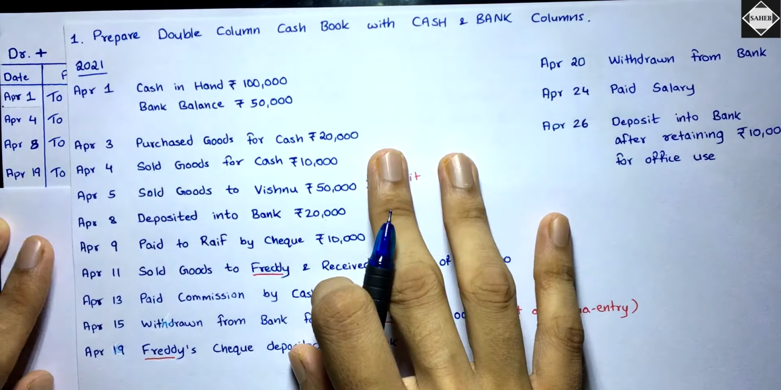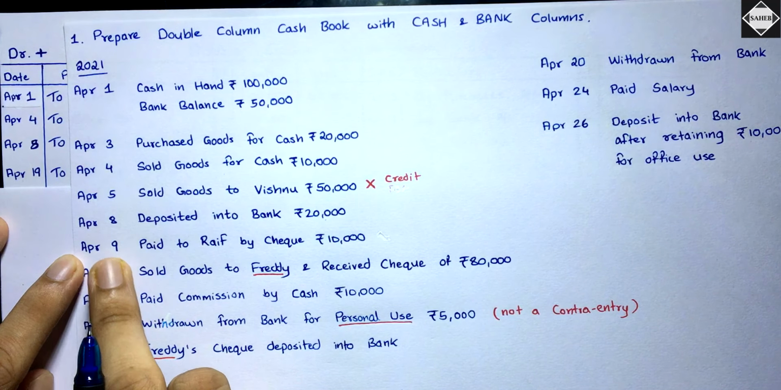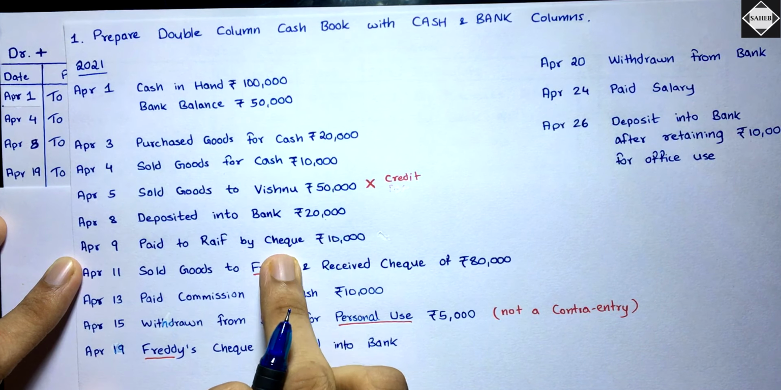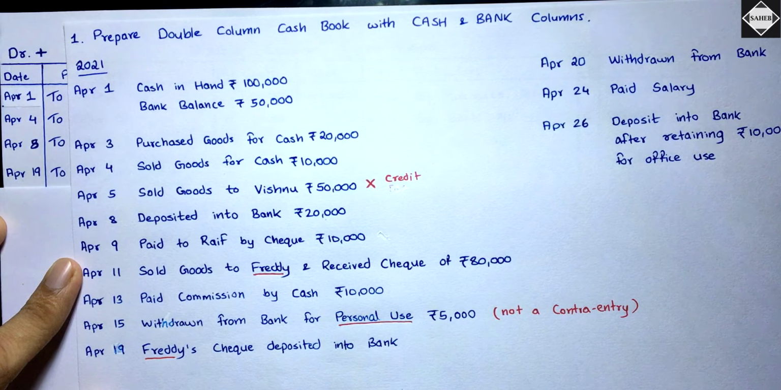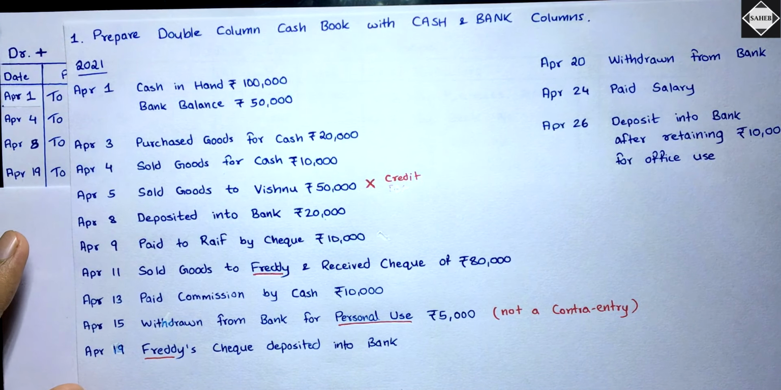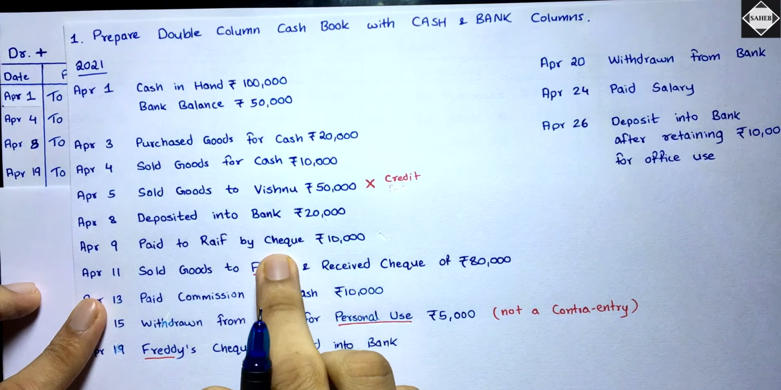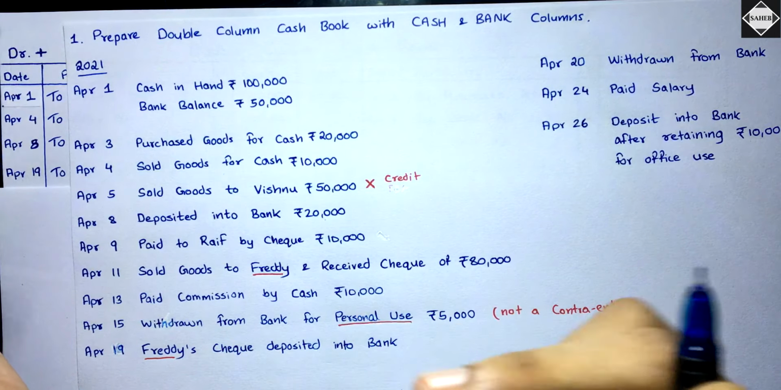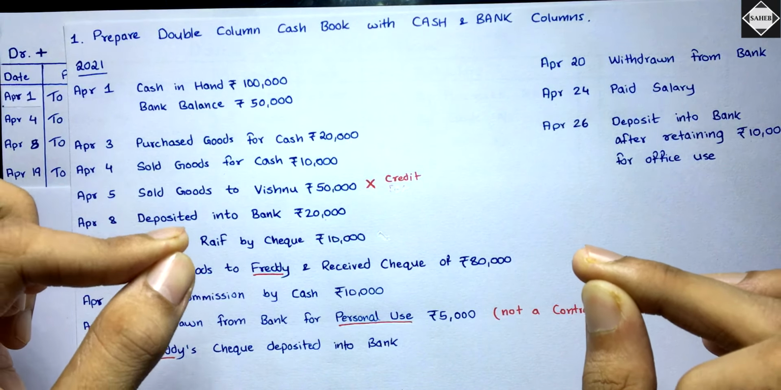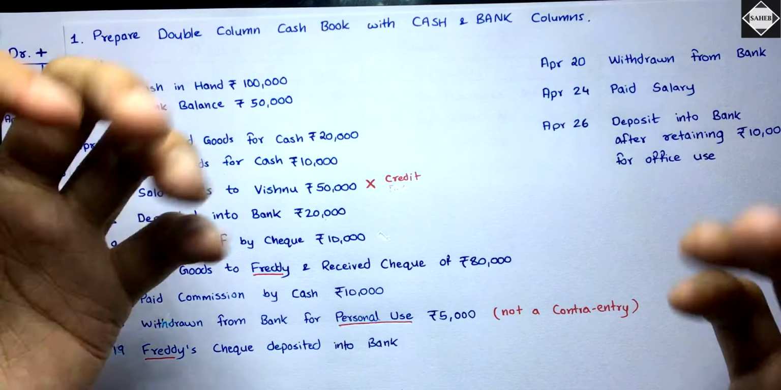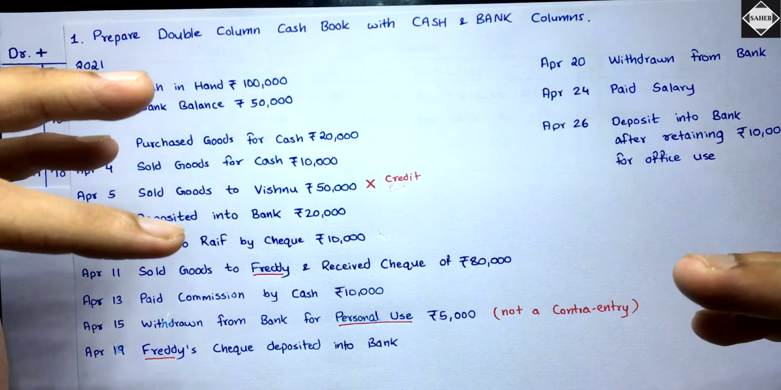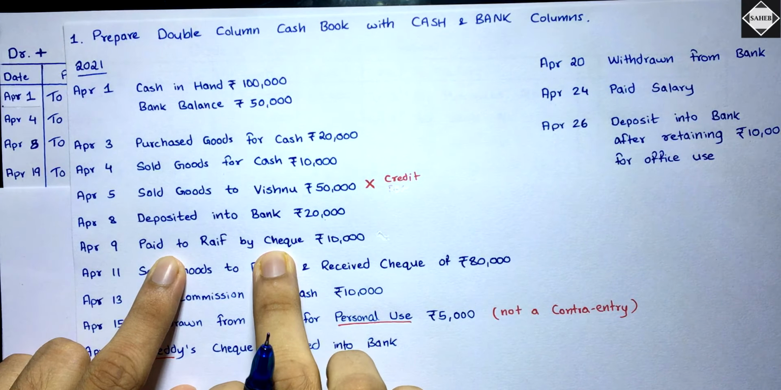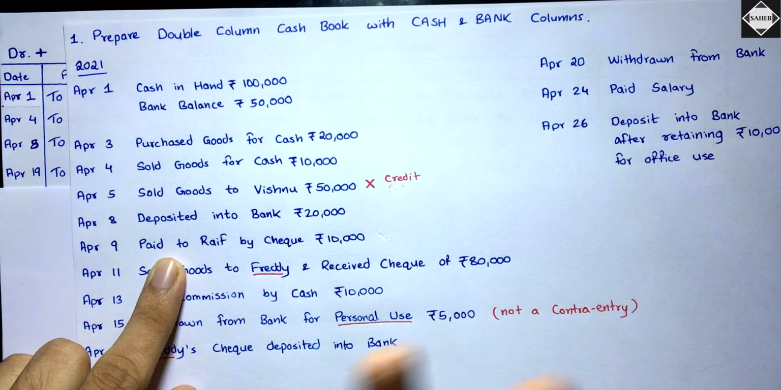Fine, let's move on. Next transaction you have is, on April 9th, you have paid to Raif by check, maybe he's your supplier or something, paid to Raif by check 10,000. Now here, don't think about the checks in hand concept. That concept does not apply to payment checks. The checks in hand concept, which we discussed just minutes ago, only applies to the checks which you receive from your customers or from anyone you are supposed to get payment from. Not on this. Here you are making the payment through the check. So that concept does not apply to this transaction. Is that okay? Don't make the silly mistake.